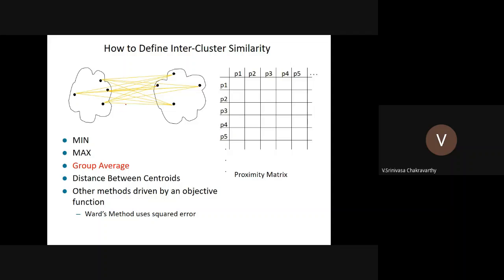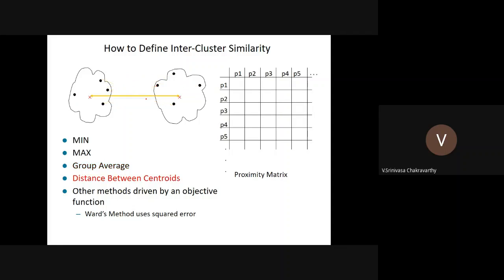But in group average, you take every possible pair, the distance between every possible pair of points, one from here, one from here, and take the average of all those distances. That's more representative, but obviously it's computationally more intensive.